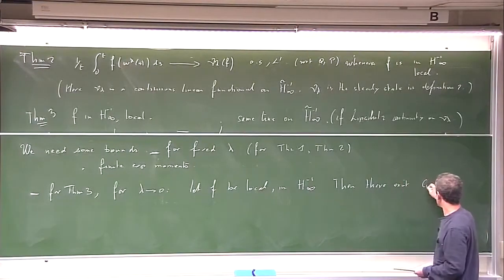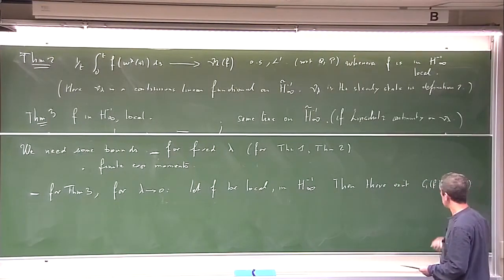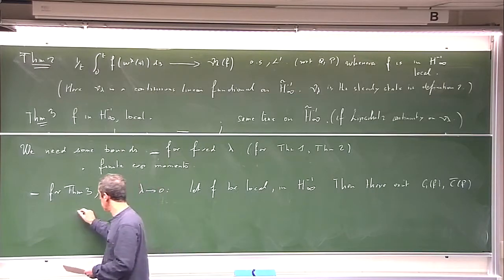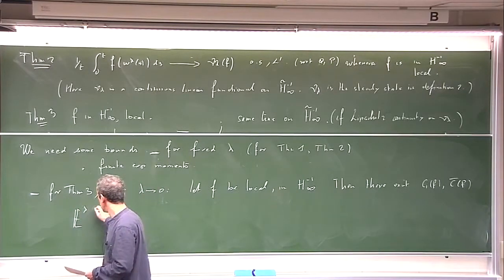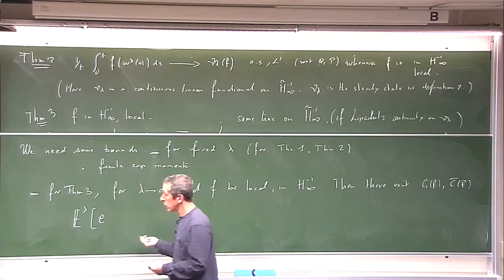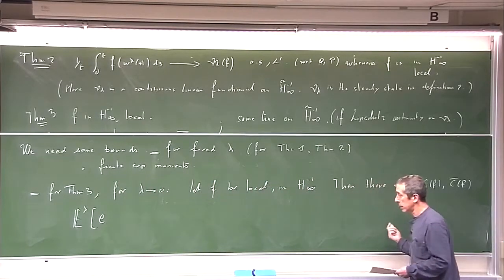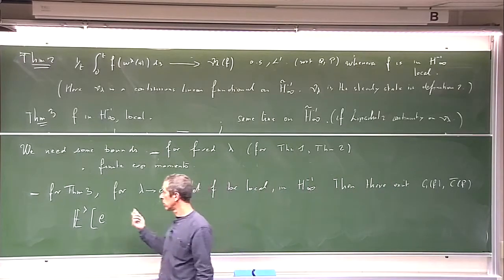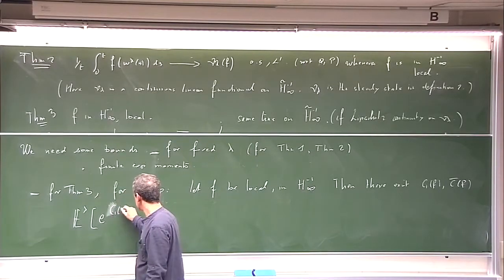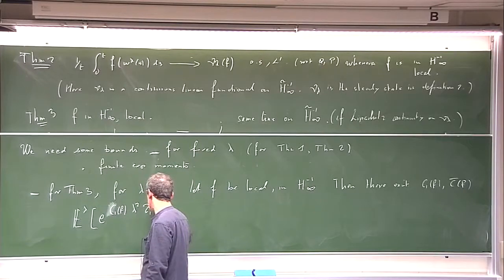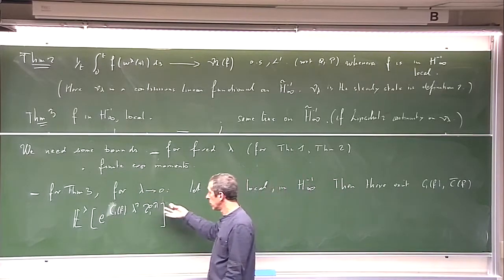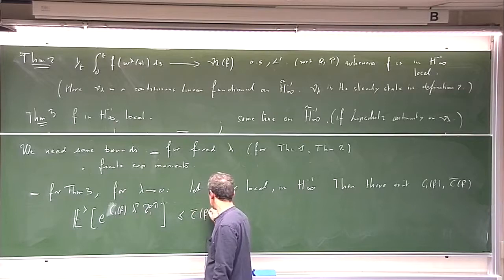some constants, C1 of f, C bar of f, which are such that we have bounds for exponential moments. So if I look at the expectation, under lambda, of exponential. Now, if I want to consider the regeneration times themselves, I have to put them on the right scale. So the right scale is time is multiplied by lambda squared. So I have one constant, C1 of f, lambda squared times tau 1 lambda. Okay? And this is uniformly bounded in lambda, so this is less than C bar of f. Okay.